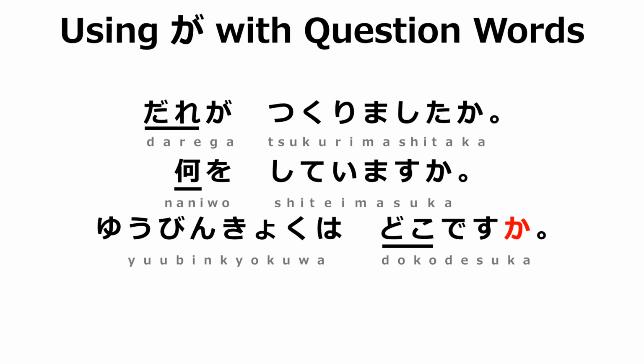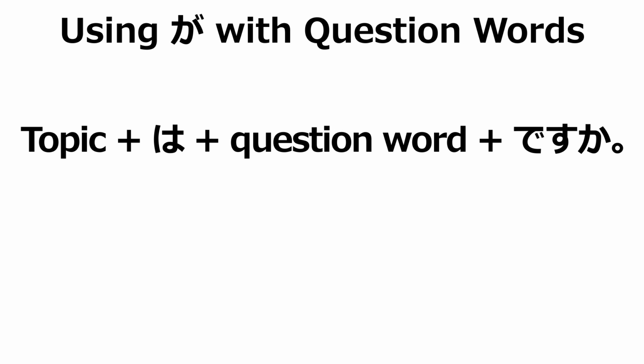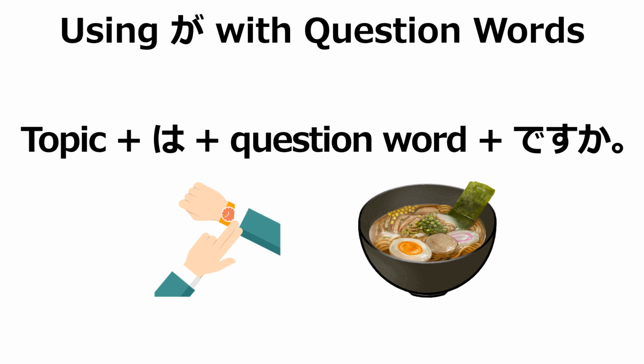In the question above, the topic, the post office, gives the question context. This is a very common sentence pattern at the N5 level. Topic plus wa plus question word plus desu ka. Can you give it a try? Can you ask, when is lunch?